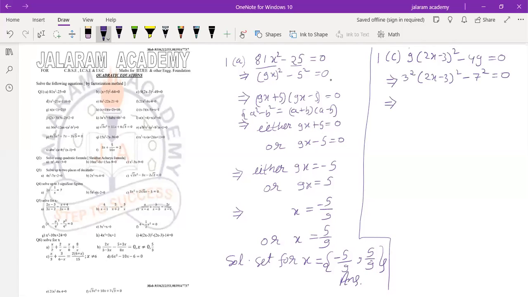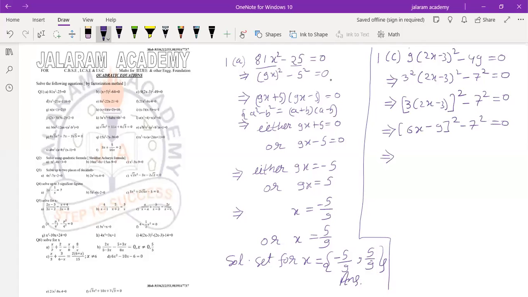It implies, okay, first we write 3 square into 2x minus 3 whole square minus 7 square equals to 0. Then 3 into 2x minus 3 can be written inside the same bracket, minus 7 square equals to 0. It implies then first we multiply the terms inside the bracket. 3 into 2x, 6x minus 3 into 3, 9, whole square minus 7 square equals to 0.